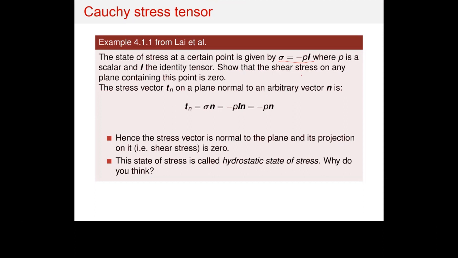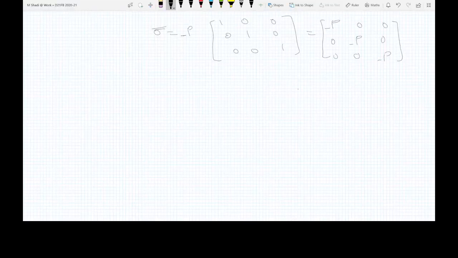Now, the question is, show that the shear stress on any plane containing this point is 0. So we have a general plane, any plane. We are going to define this general plane with this normal direction, N1, N2, and N3.